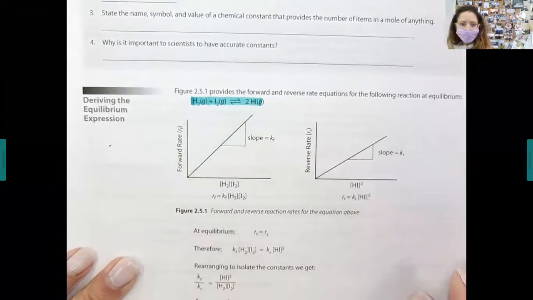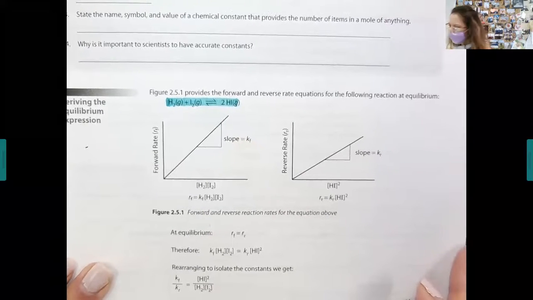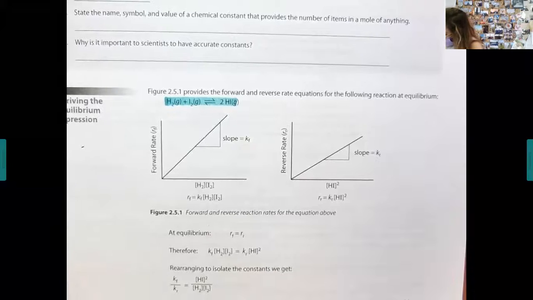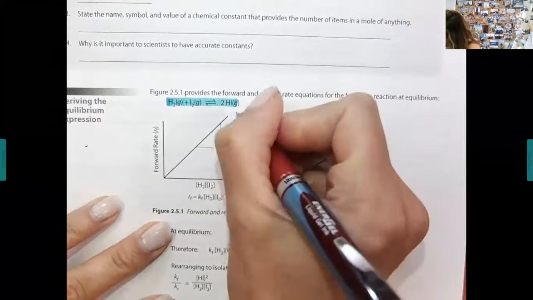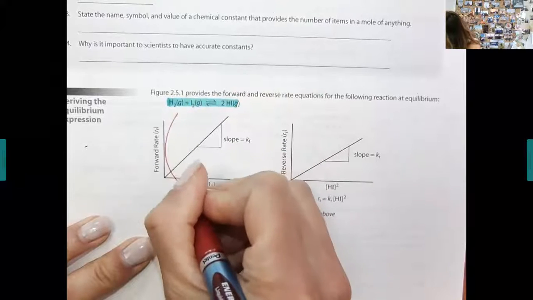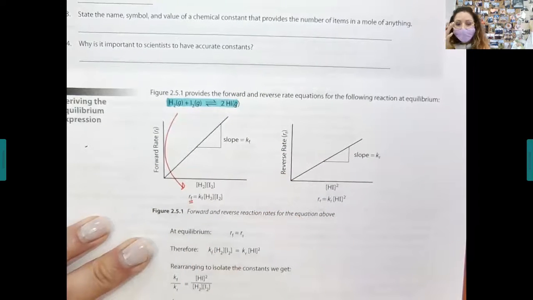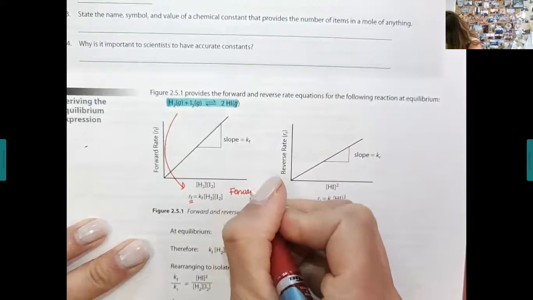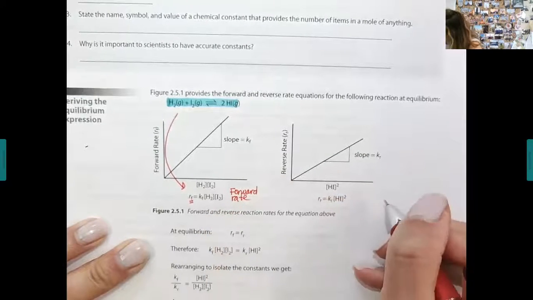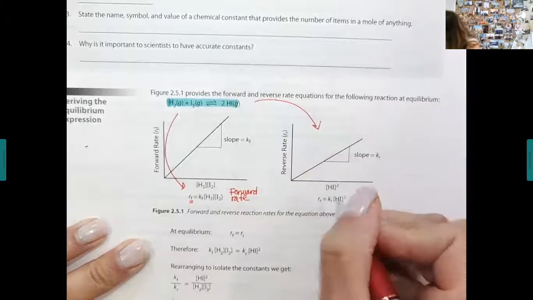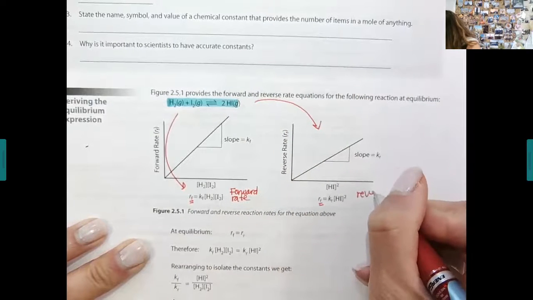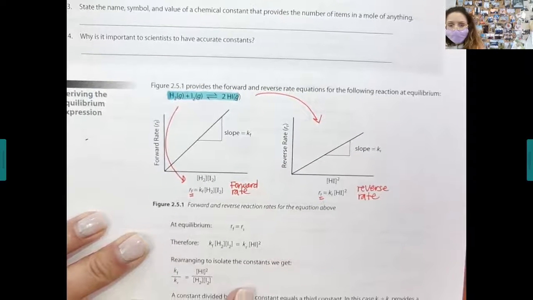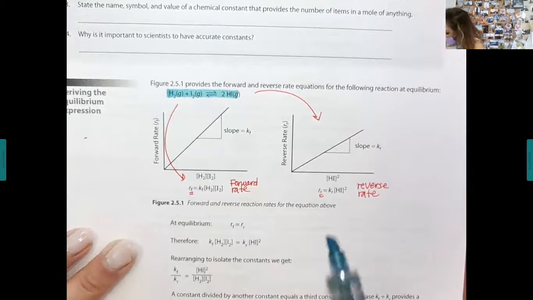All right, we have this reaction at equilibrium. And if we're looking at the forward rate, so this right here, that little R sub F, this is the forward rate. And then the same reaction over here, this is the reverse rate, okay? And at equilibrium, doesn't the forward rate equal the reverse rate, okay?